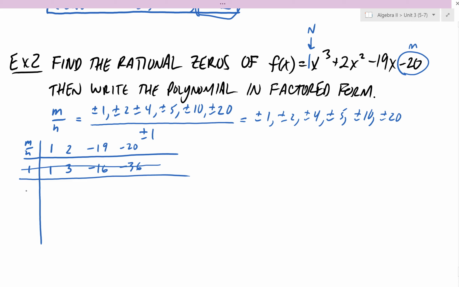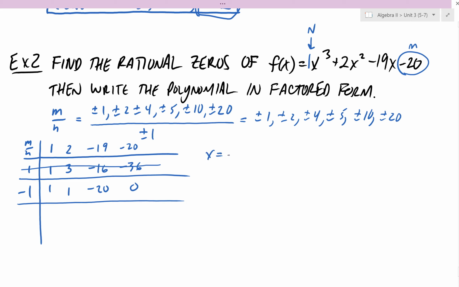Now we try -1. Bring down the 1, multiply, and add it to the 2. That's 1. Multiply, you get -1. Add it to -19, that's -20. Multiply, you get 20. Add to -20, you get 0. So after only 2 tries, we found another rational 0.